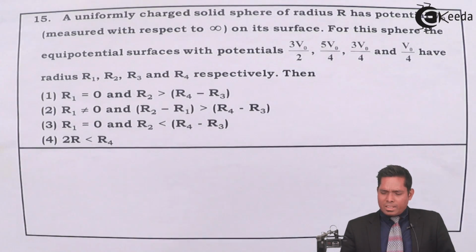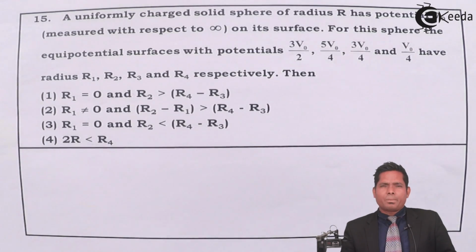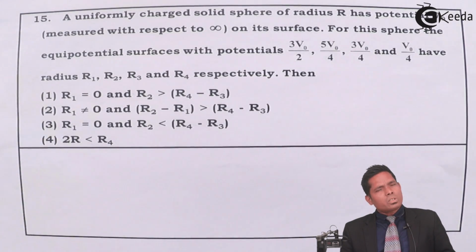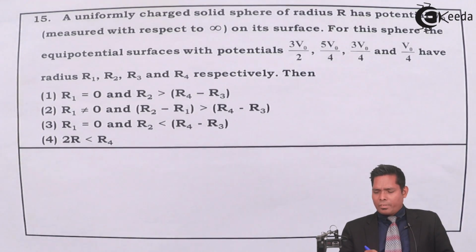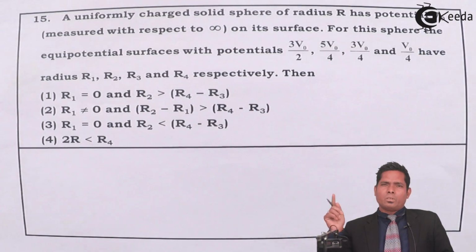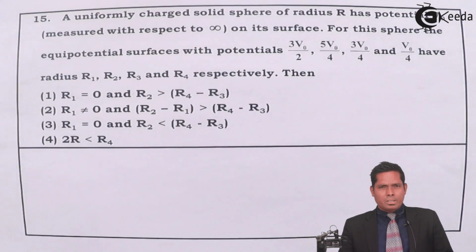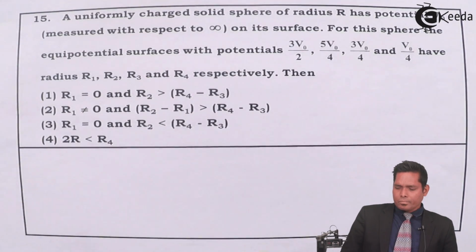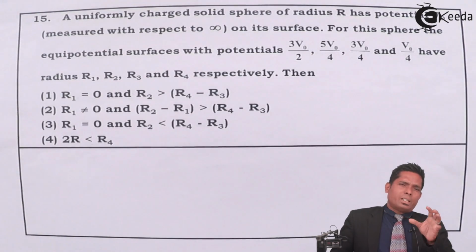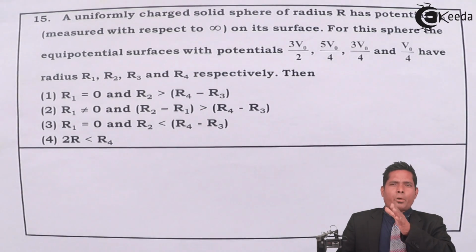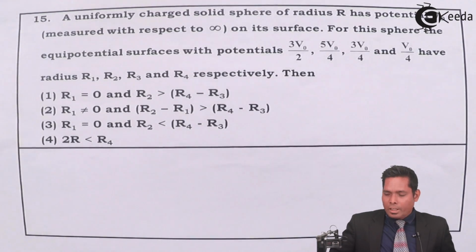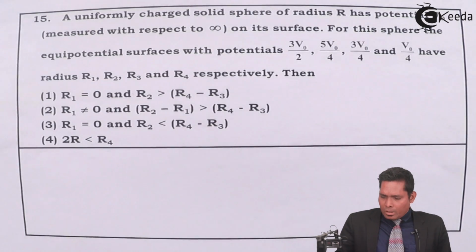So the electrostatic potential on the surface of the solid sphere is V naught, that is with respect to infinity, which is always the case. Because when you say potential at a point, it is the potential at a point with respect to infinity. That is what we have studied.